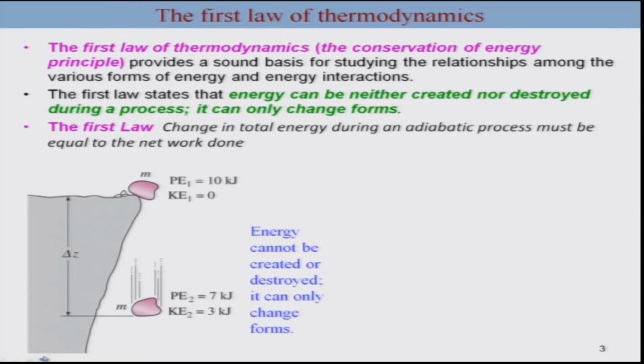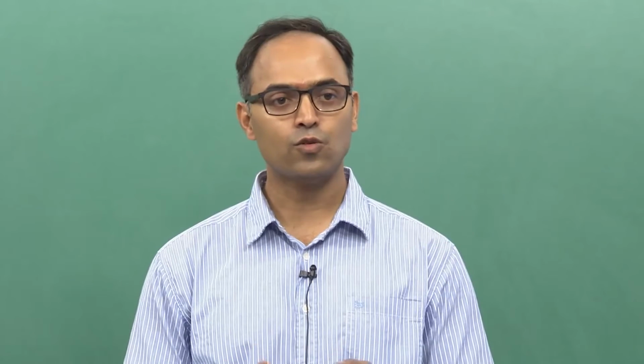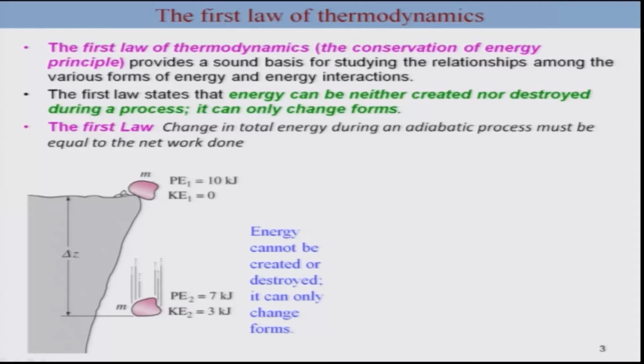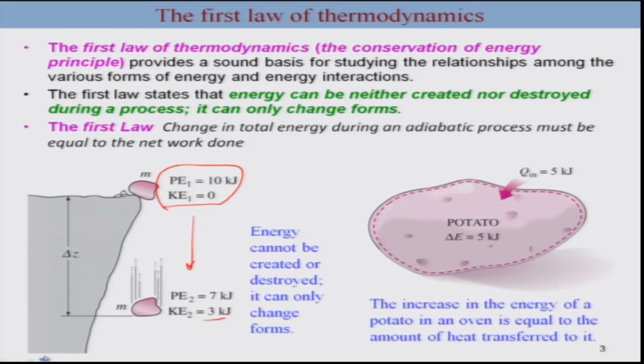The first law of thermodynamics says that energy cannot be created or destroyed, it can only change its form. We have already given the example of a rock falling from a cliff, where the potential energy of the rock gets converted into kinetic energy. Now it depends whether your system is isolated or whether heat can be supplied or not. Depending on that, the change of energy can be calculated.